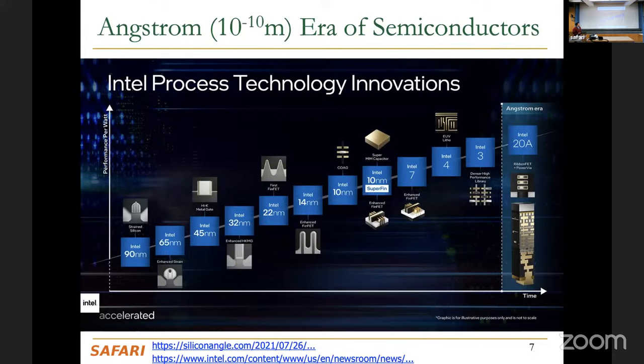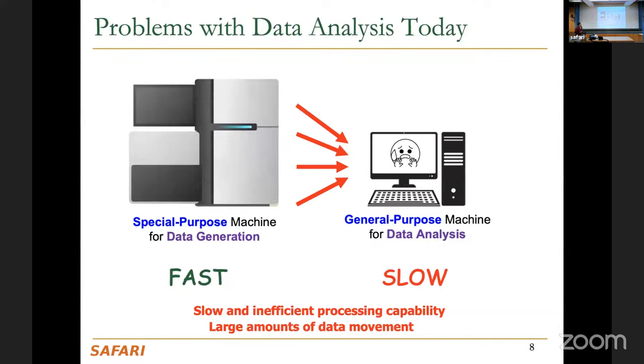We're definitely seeing a huge improvement in process technology, in the transistor scale from 90 nanometers, and right now we're even talking about angstrom-level transistors, meaning these are now even smaller than nanoscale. But still this is a problem, because the speed at which we're generating data today is accelerating much faster than the speed at which the technology is improving.